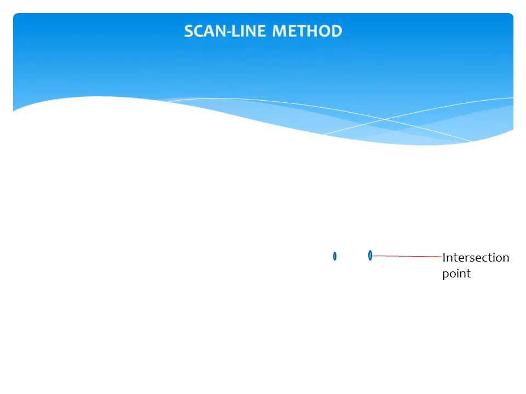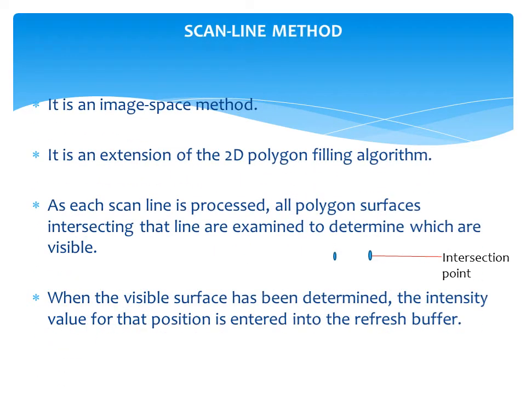Last one is the scanline method. It is an image space method and also an extension of the 2D polygon filling algorithm. In the 2D polygon filling algorithm, what will we do? First, find the intersection of the scanline. Similarly, here also we are detecting the intersection points while the scanline is processed from left to right. Intersection points help to determine which surfaces are visible. After detecting visible surfaces, the intensity value for that position is entered into the refresh buffer.